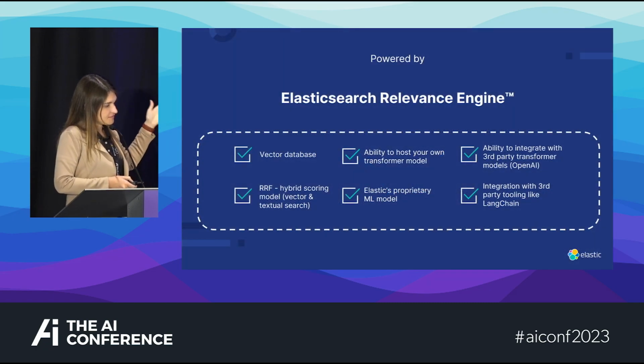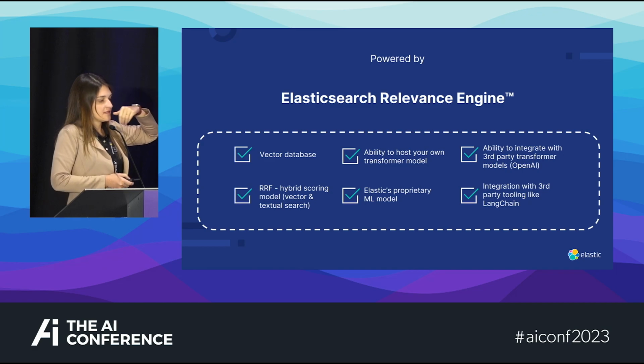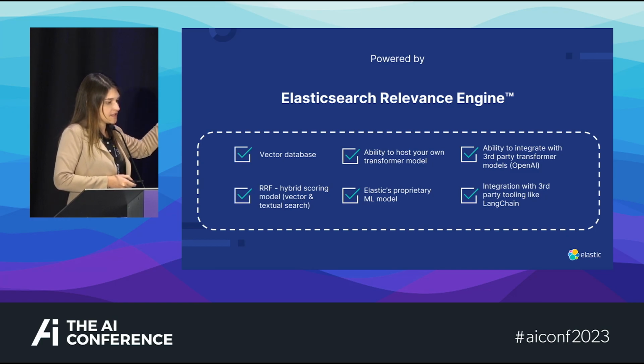Everything you've heard here is powered by Elasticsearch Relevance Engine. We offer a vector database, so we can perform hybrid search here. There is the ability to host your transformer model, as we saw earlier, an Elastic proprietary ML model, as we talked about, integration with other third-party NLP and transformer models, specifically OpenAI, for example, and integration with other third-party tooling like LangChain.